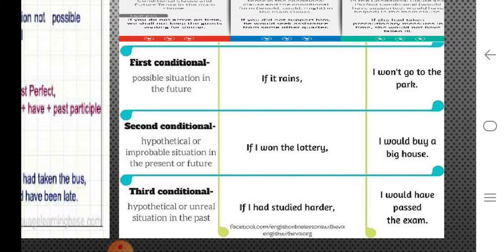Second conditional is a hypothetical or improbable situation in the present or the future. If I won the lottery, I would buy a big house. So you are not very confident about it. It's a hypothetical. It may happen, it may not happen. The third conditional is a hypothetical or unreal situation in the past. If I had studied harder, I would have passed the exam.